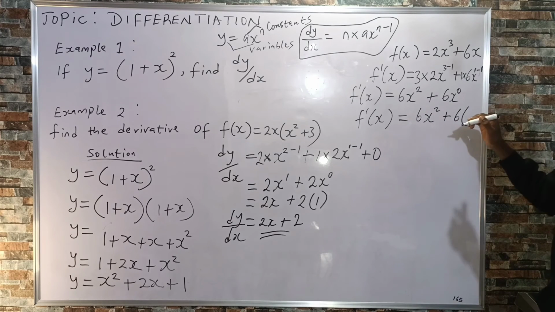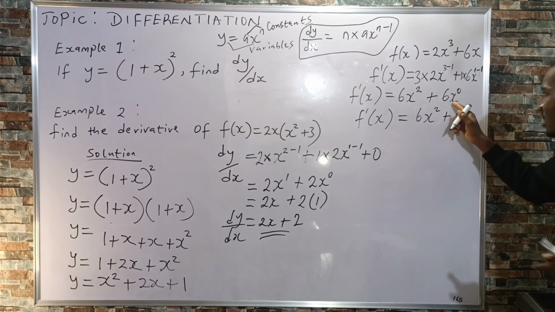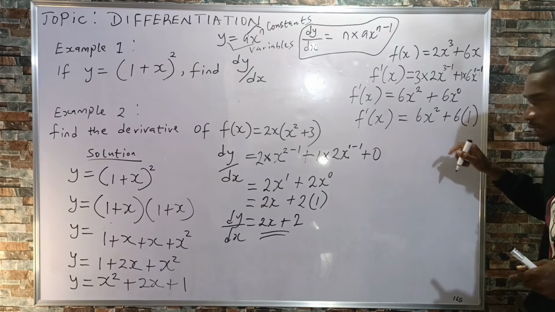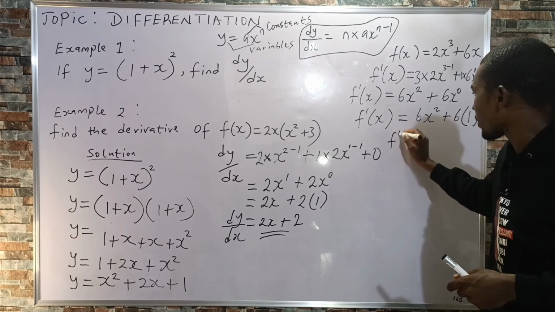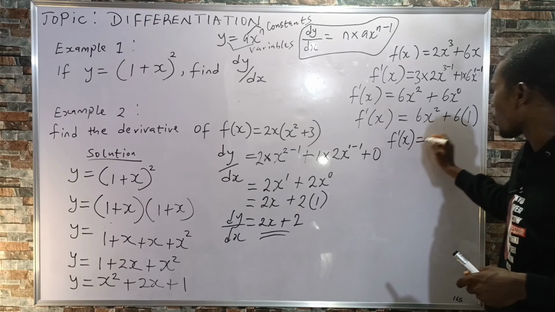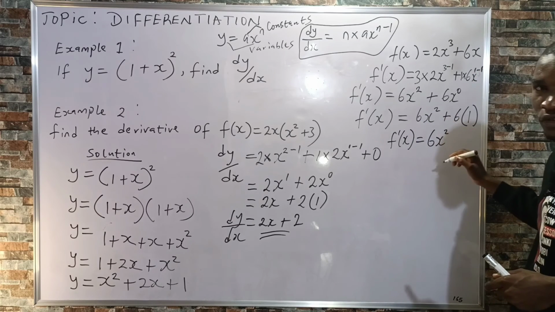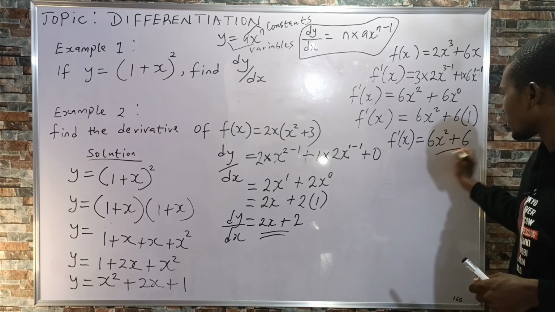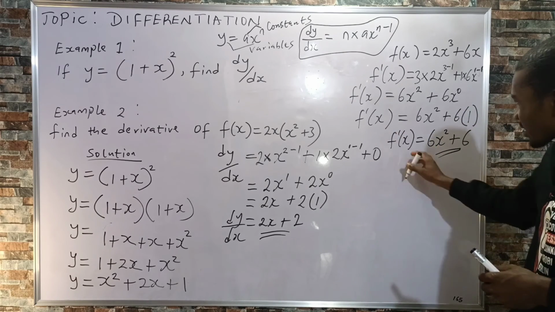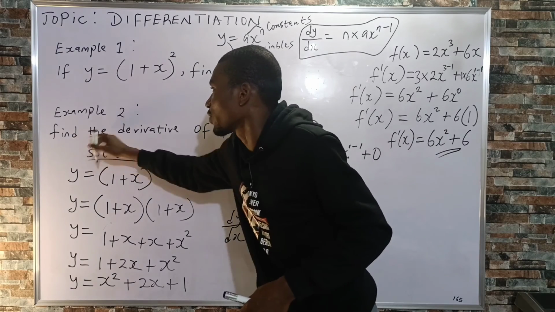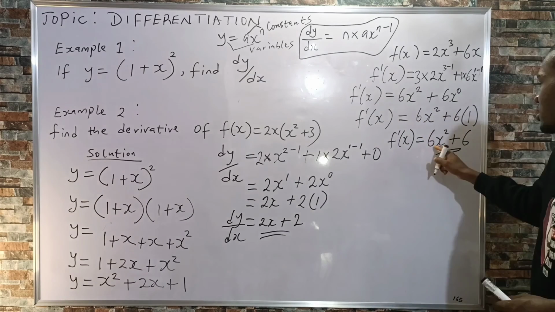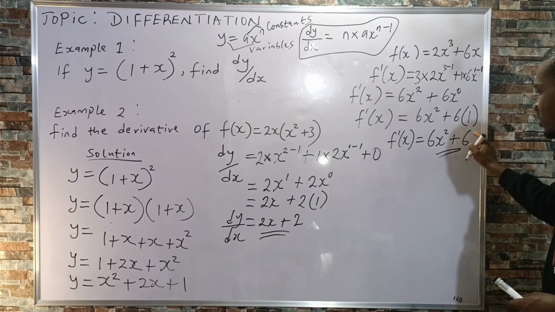Remember, one of the basic laws of indices states that any number raised to the power of 0 is 1. So x raised to the power of 0 will give us 1. Okay? Such that f prime of x will then be equal to 6x raised to the power of 2 plus 6 multiplied by 1 will still give us 6. So the f prime of x is what we are asked to find, which is the derivative of this given function. So our answer is 6x squared plus 6.